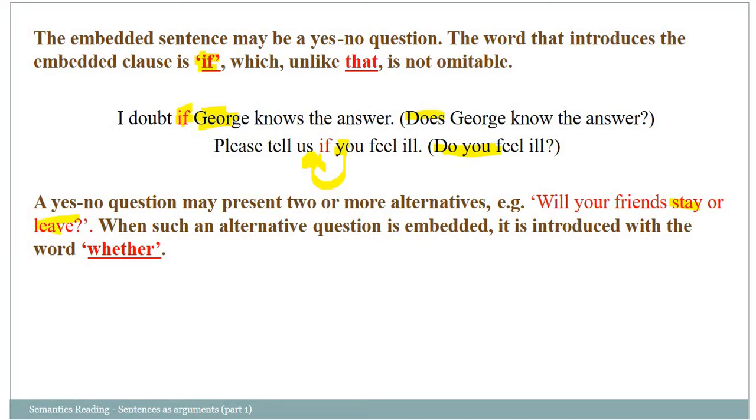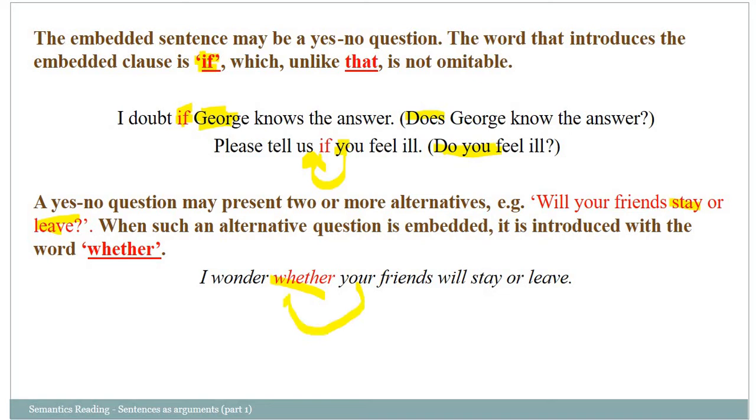When such an alternative question is embedded into another sentence, it is introduced with the word whether instead of if. Like, I wonder whether your friends will stay or leave. So the question, will your friends stay or leave, is put into the sentence by using whether at the beginning. Like, I wonder whether, then we can understand that a yes-no question with an alternative is coming. So, I wonder whether your friends will stay or leave.